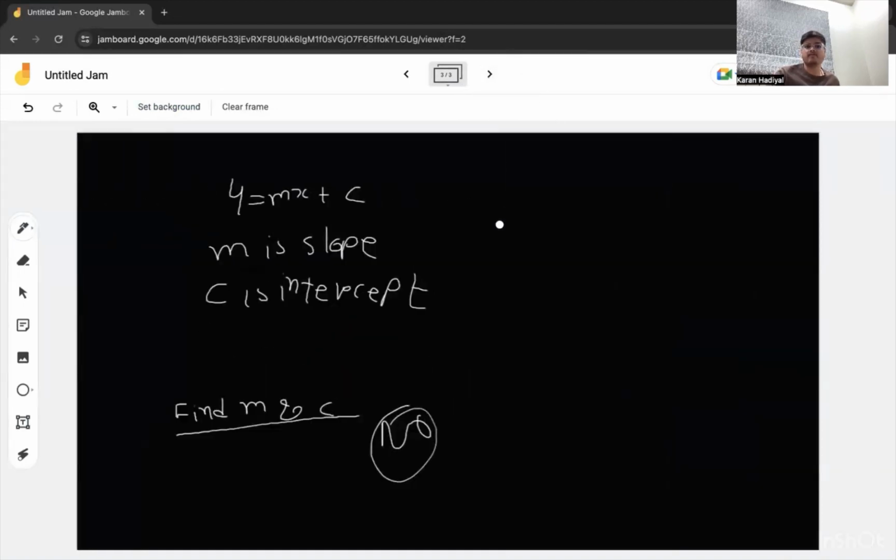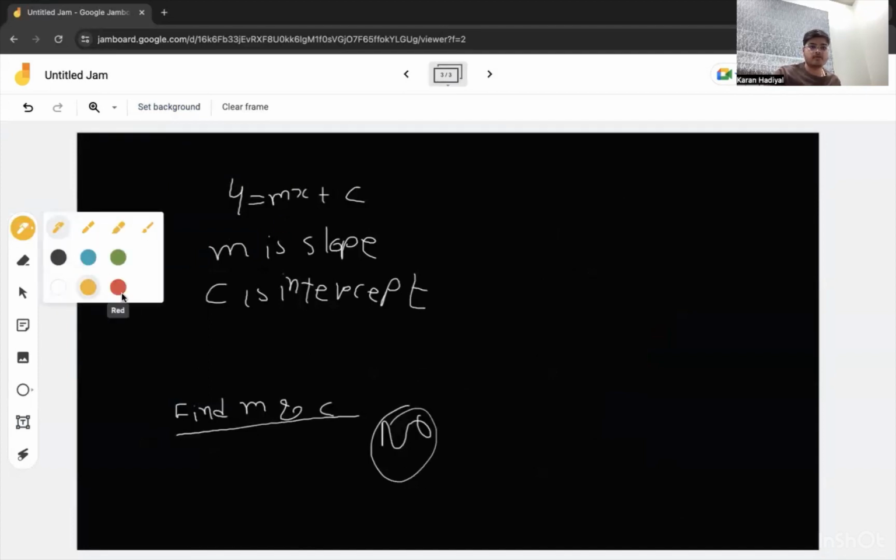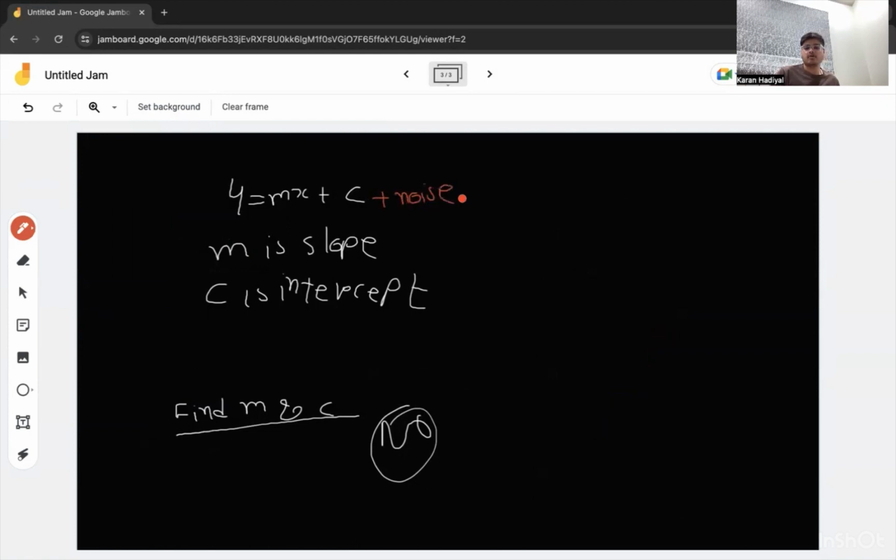So in real life data, what do we have? We have y equal to mx plus c plus noise. Now the problem here is we cannot find a line that covers all the points, that is, fits all the data points. So now we have concluded that in linear regression we have some noise, because real world data doesn't follow a line. So there will always be noise.